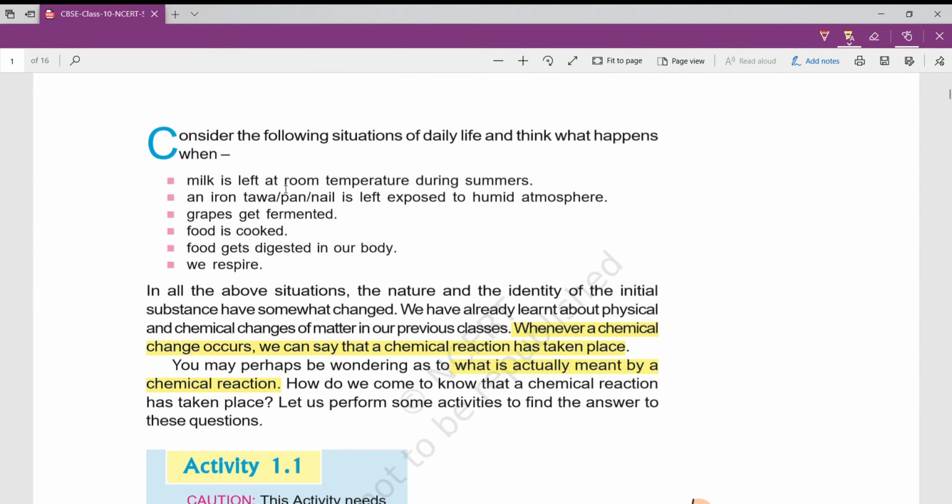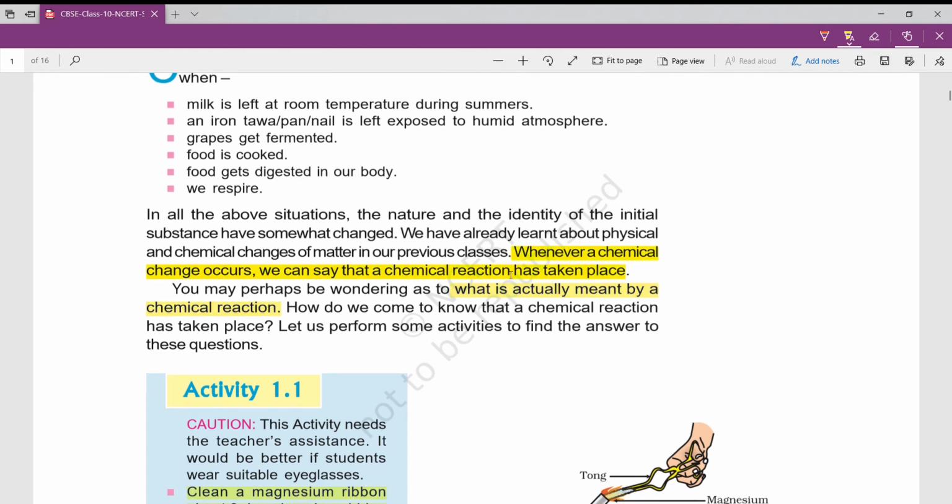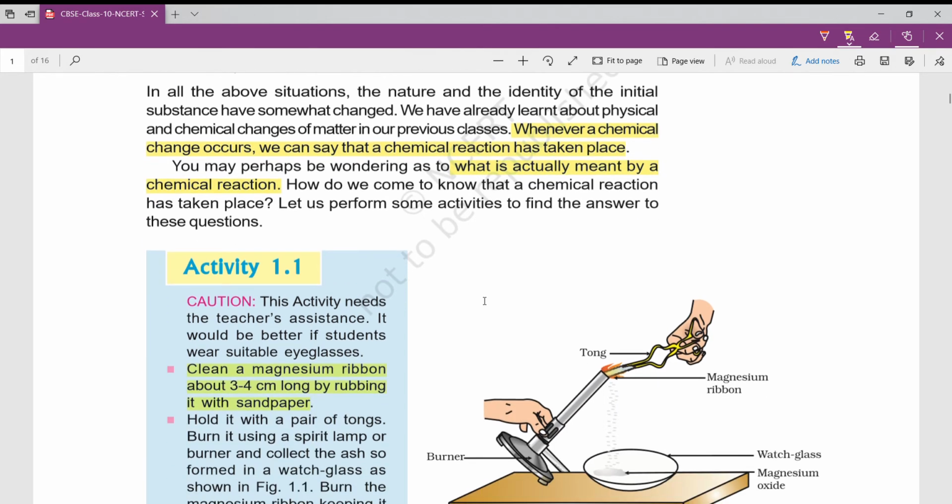Similarly, with the first example here, the milk gets spoiled during summers because of higher temperatures. Can we get the fresh milk back from the spoiled one? No. That means these are chemical reactions. Whenever a chemical change occurs, we can say that it is a chemical reaction. What is actually meant by a chemical reaction? That's what we're going to see with the help of a few experiments.